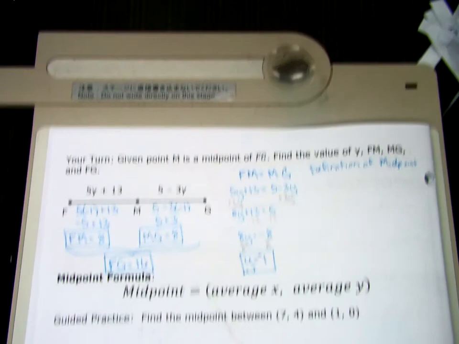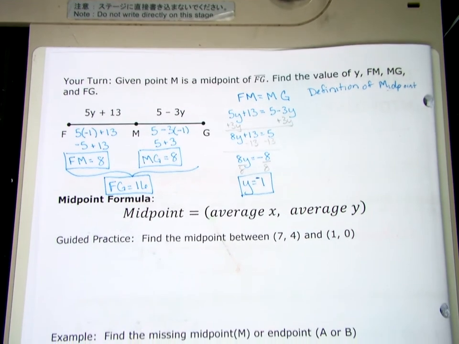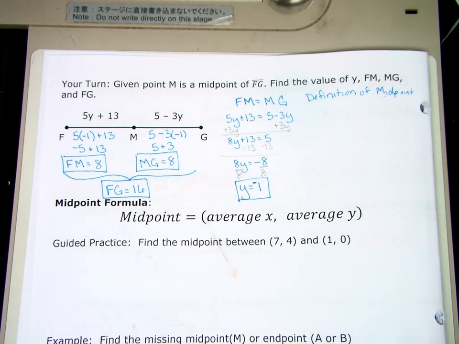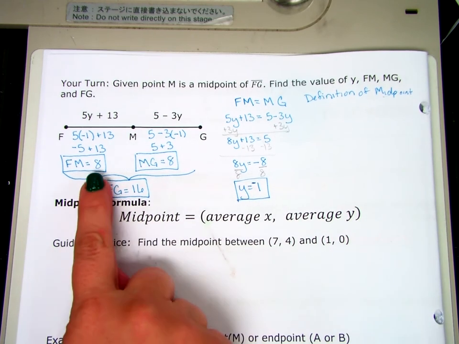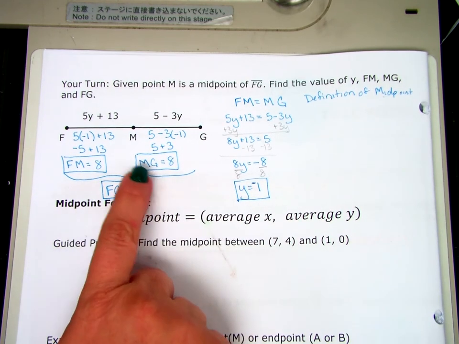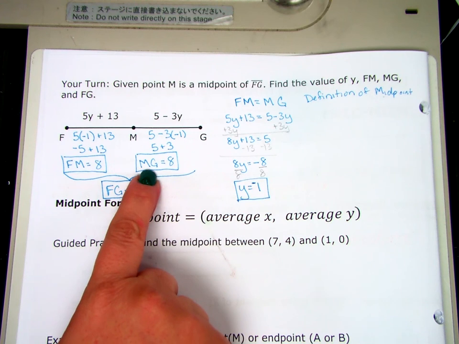All right, those of you who finished, what did we get for y? -1. What did we get for F to M? 8. And for M to G? 8. And the whole thing? 16. So I just finished telling you you hardly ever get negative numbers in geometry, and then I gave you a negative number, right? But it was the variable, and when we plugged it in, we did get a +8, and we did get a +8, so we could feel confident we did our answer correctly.